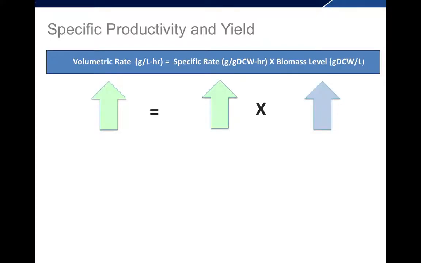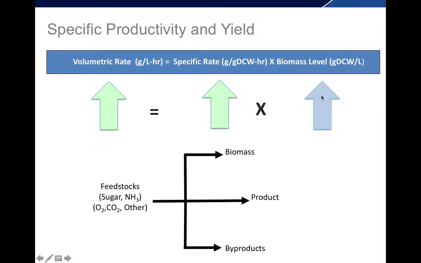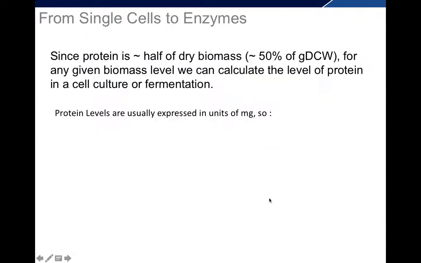So this is just to summarize what we just talked about. So the volumetric rate can either be increased by increasing the specific rate or increasing the biomass level. And if you choose to increase the biomass level, that is a viable way to increase the volumetric rate in the fermentation. You end up pulling feedstocks away to biomass to increase the biomass level, which means that your maximum yield to your product will go down.